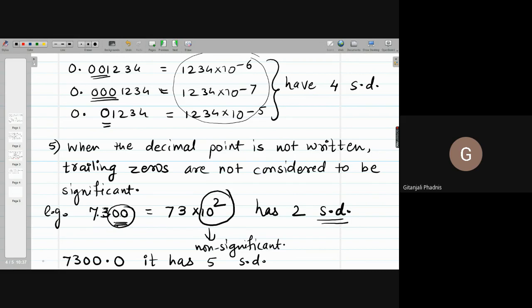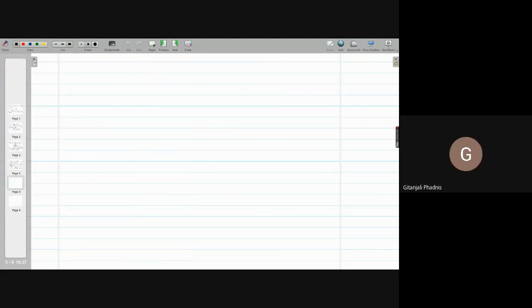But if I rewrite this number as 7300.0, if I write the same number as 7300.00, how many significant digits will there be? 6. 6. Okay? Got it? Yes, ma'am.